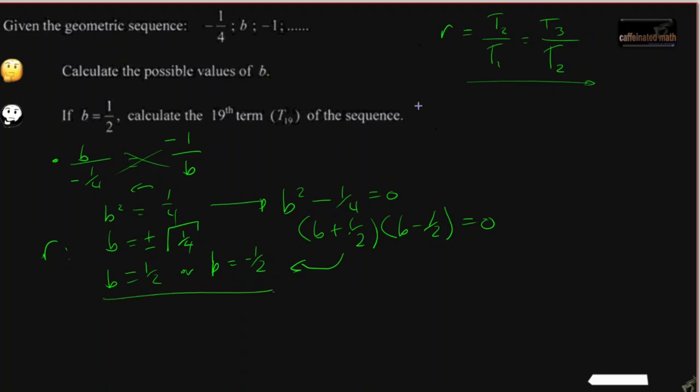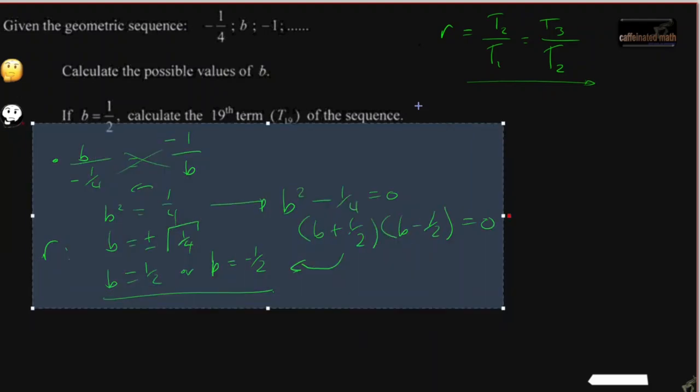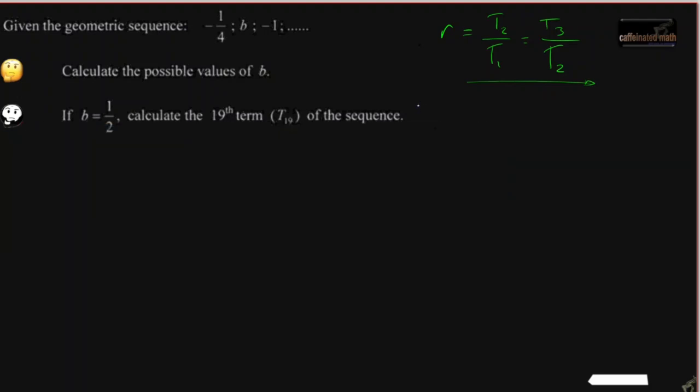Okay. Now that we have that, let's just clear that area. Now, if b is equal to 1/2, calculate the 19th term of the sequence. Well, over here we have our a value. We know that r is equal to, let's have a look, -1 divided by 1/2, and that's just equal to -2. So here we have our r value, there we have our a value.